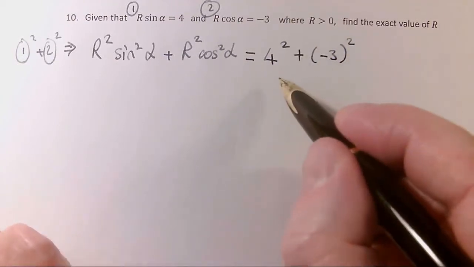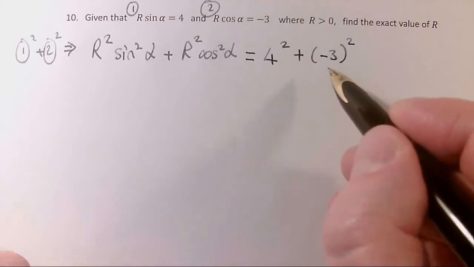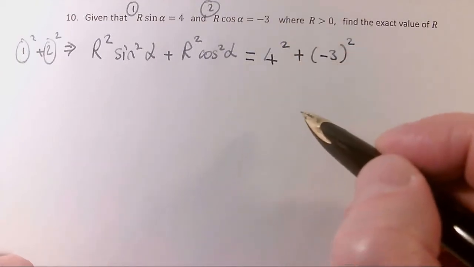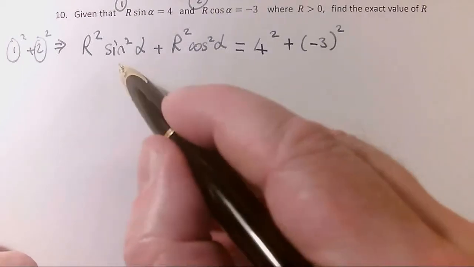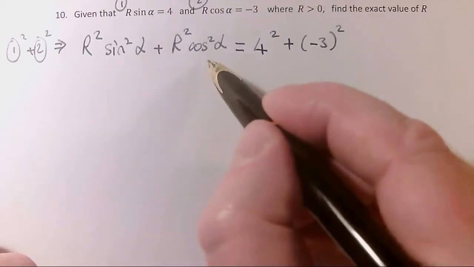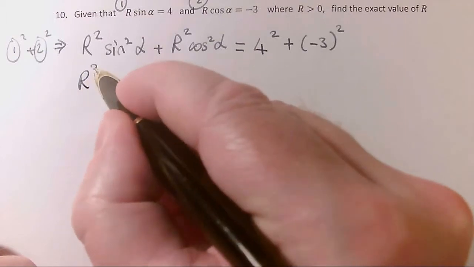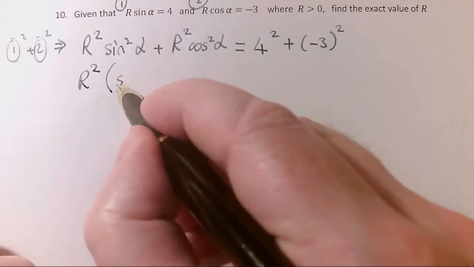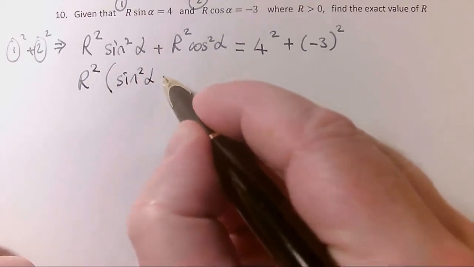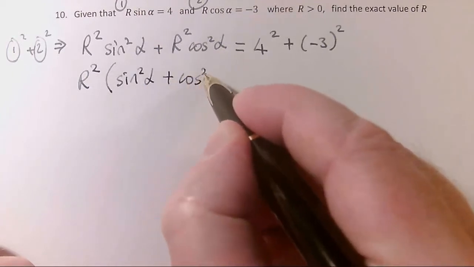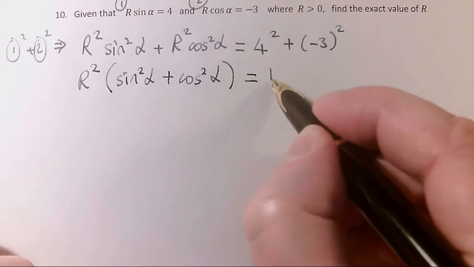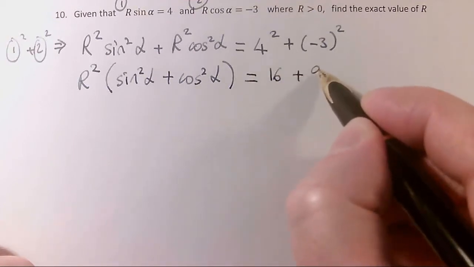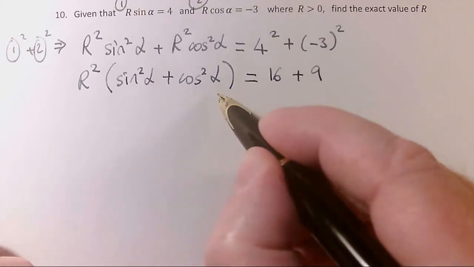Okay, I could have just written 4 squared plus 3 squared because I know that negative values become positive when you square them. Well, why have I done this? Because with the squared trig terms of sine squared alpha and cos squared alpha, if I take out the factor of r squared that I've created here, I've got a bracket of sine squared alpha plus cos squared alpha. Okay, and of course that's going to equal 16 plus 9 over here. But the point about this bracket is it just is 1.